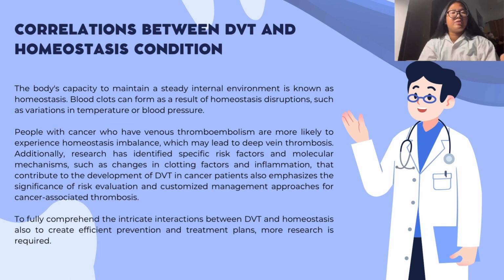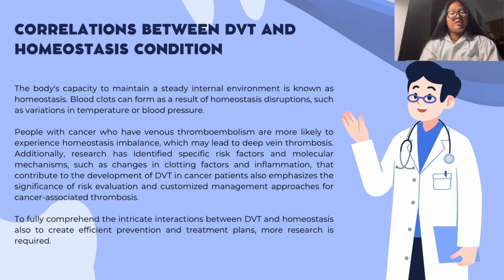Hi, my name is Putu with last 3 digits of student ID 201, and now I'll explain about correlations between deep vein thrombosis and homeostasis condition. The body's capacity to maintain a steady internal environment is known as homeostasis. Blood clots can form as a result of homeostasis disruption, such as variations in temperature or blood pressure.